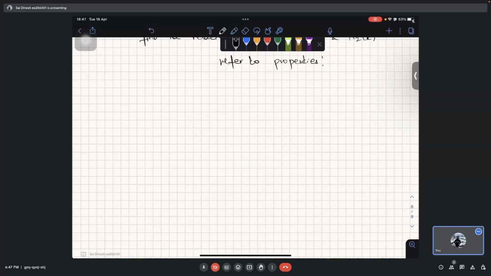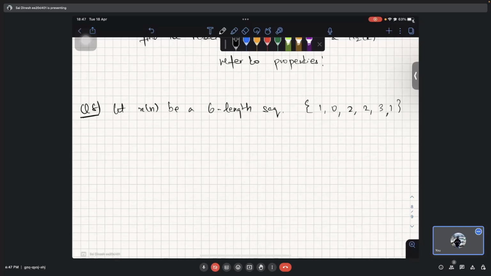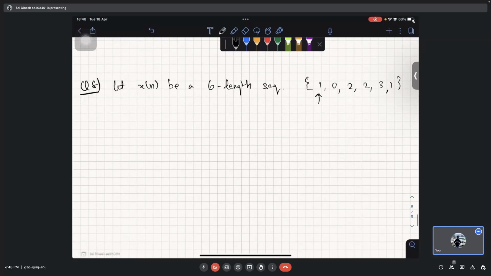Next one would be question 8. Let x of n be a 6-length sequence 1 0 2 2 3 1, and its DTFT given by X of e to the j omega, right?